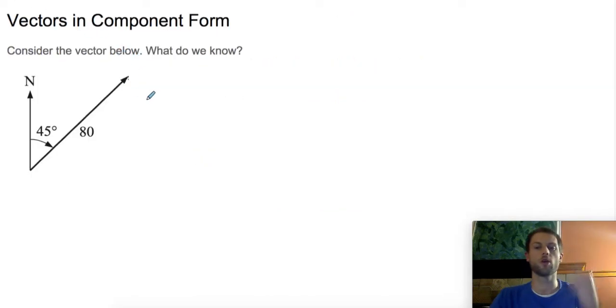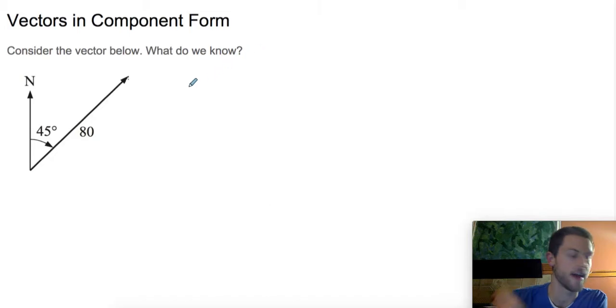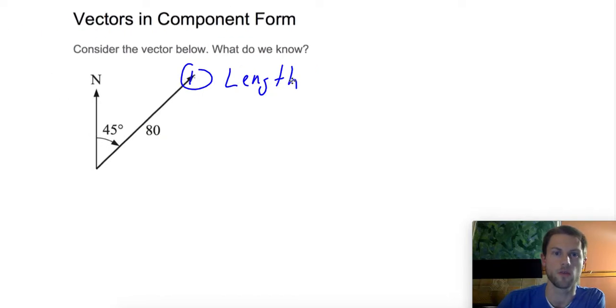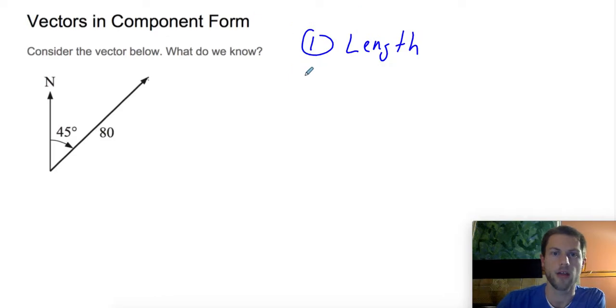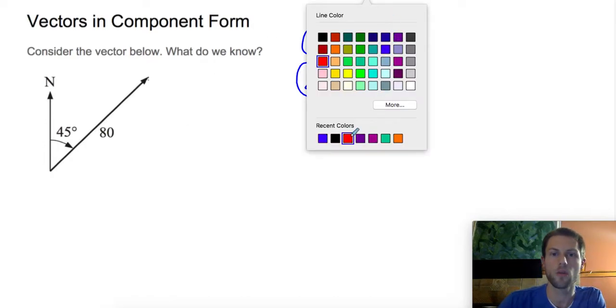Let's go back to what we know about vectors. We know two things that make a vector. One of them is that a vector has to have a length. So this vector has a length. In this case, it's 80. I'm going to move this over here. It has a length, and it also has a direction. In this case, it's a bearing of 45 degrees. But what is another way that we can describe this? Well, we can describe this by breaking it down into what we call component parts.